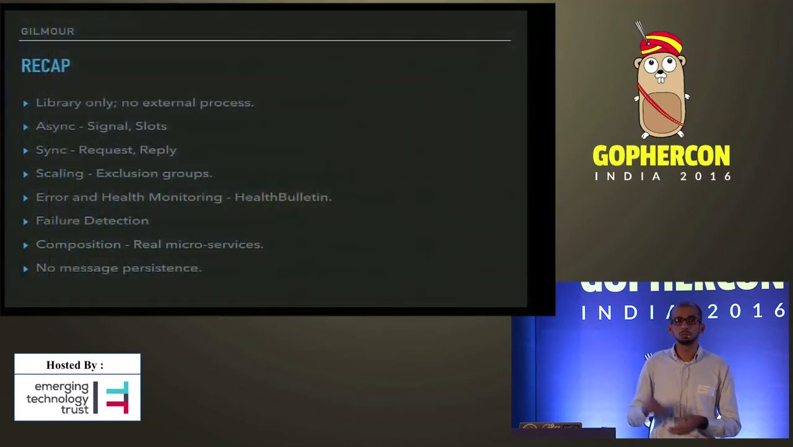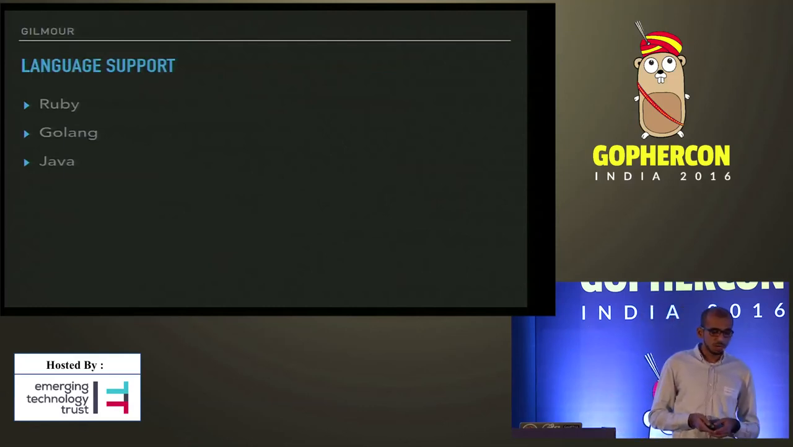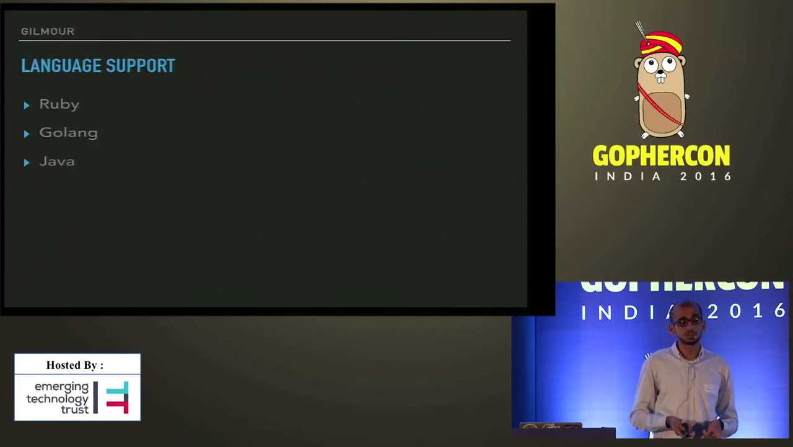Well, you can check the source code on GitHub. And you can also meet me outside for further details. This is available across multiple languages as well. There's a native port where it actually started, which was Ruby. Then I extended it over Golang, and there's a Java port as well, which is available. So using Gilmour, you can actually have services which are done in either of these languages, and they can still talk to each other.